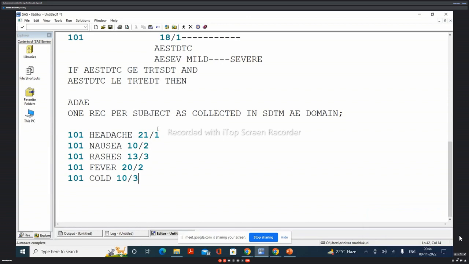Now I want to have a variable called AOCCFL, the first occurrence of any adverse event. For this observation, I want to have Y. Now, how can we have Y for this one? First of all, I'm going to sort the data within the subject by ASTDTC, so that the earliest adverse event is going to come first, and the latest adverse event is going to be last. Then by writing, if first.subject is equal to 1, AOCCFL is equal to Y. Understand this one?